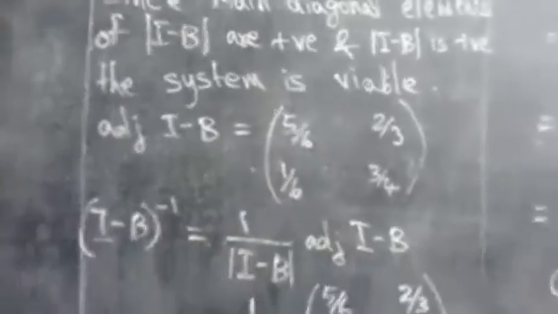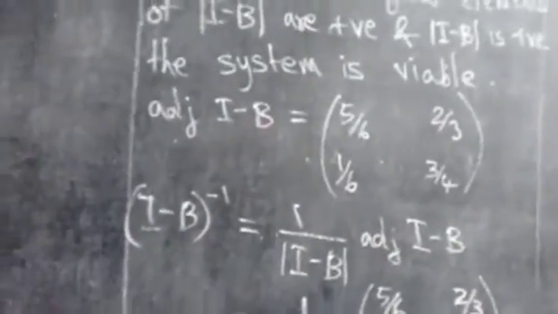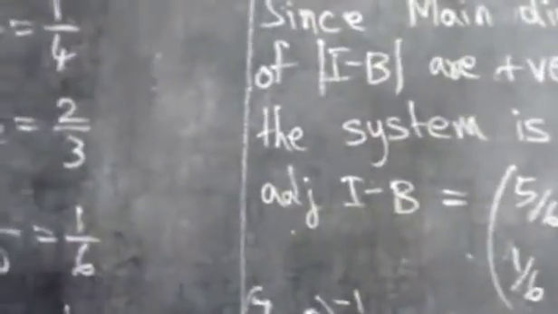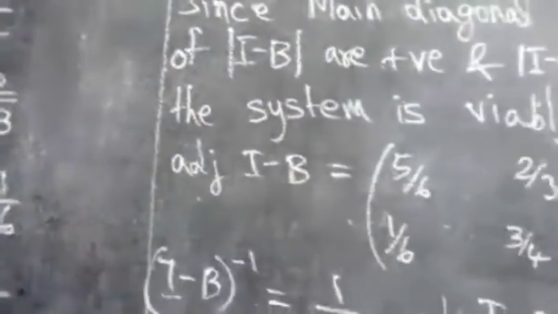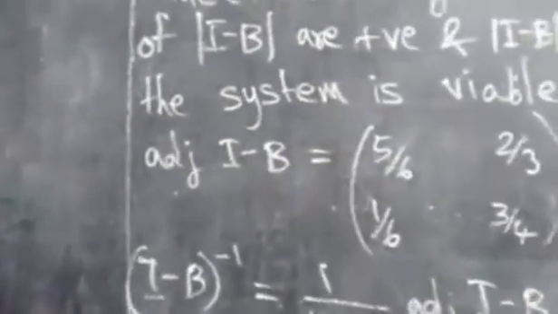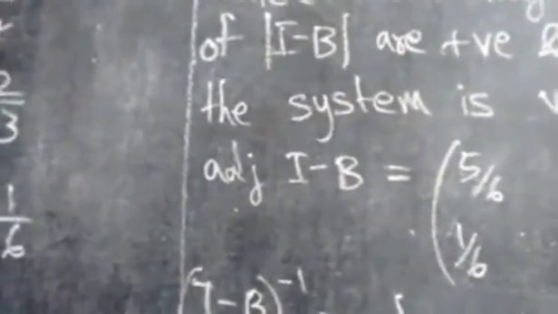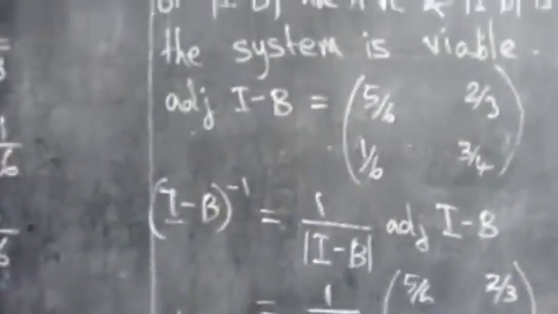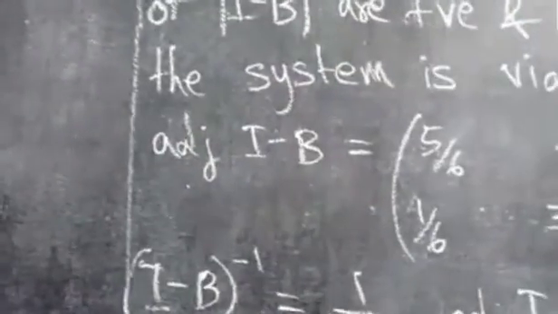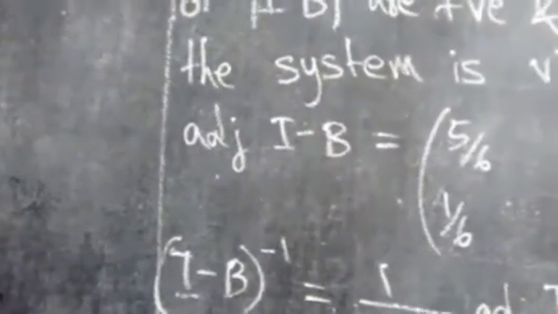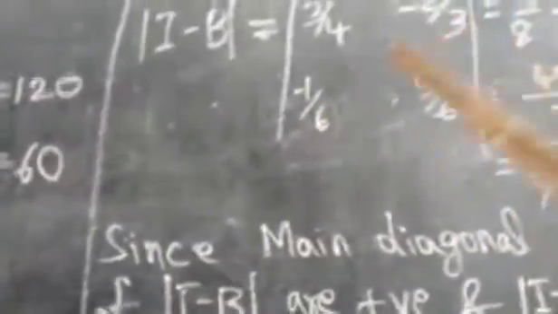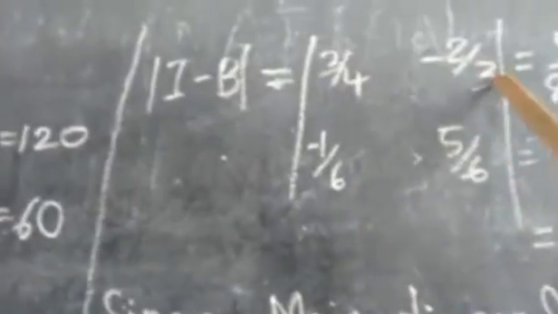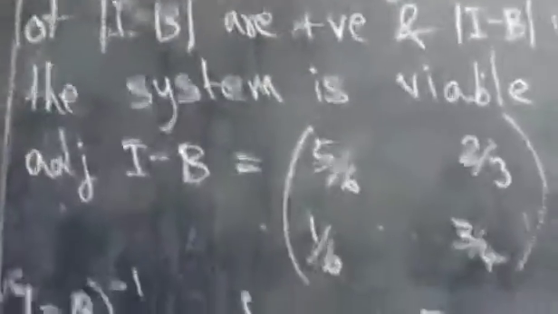So we have to go for the adjoint of I minus B. In the adjoint of I minus B, first we have to change the main diagonal elements. How can you change? This 5 by 6 goes here, 3 by 4 comes here. Is it okay? 5 by 6, 3 by 4. Okay. And for our convenience, I will say this diagonal is the side diagonal. The side diagonal, let us change the sign. Then what did you get? Plus 2 by 3, 1 by 6. Is it okay? That only I had written.